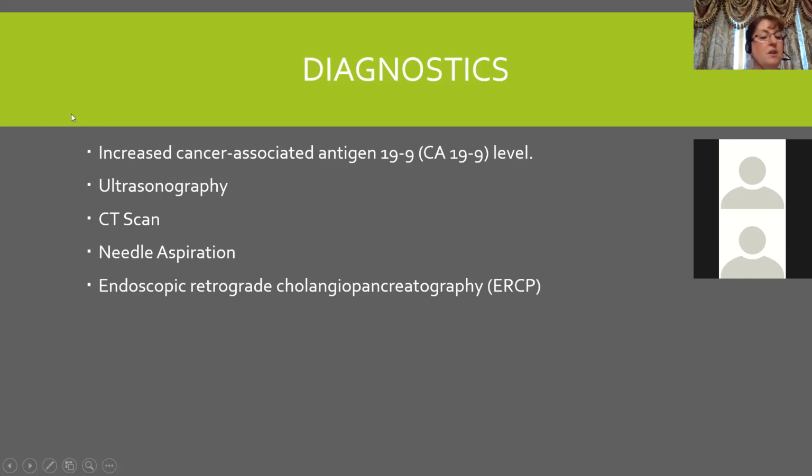So to diagnose this, of course, they could do some blood tests to do those cancer markers. They could do a CT scan. The CT scan is 85 to 90% accurate in diagnosing pancreatic cancer. So it's pretty darn accurate. And then the needle aspiration. So this would be like a biopsy where they would biopsy the pancreas.